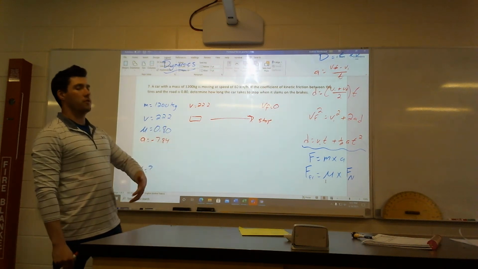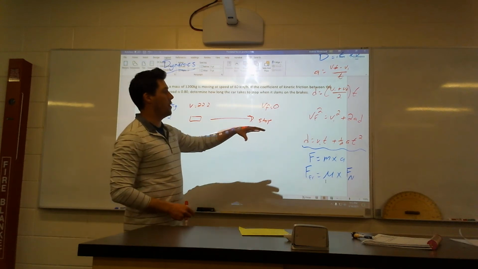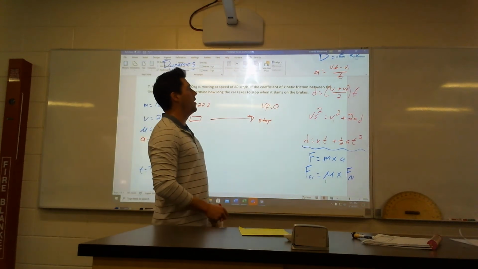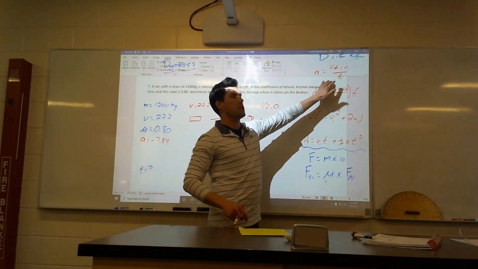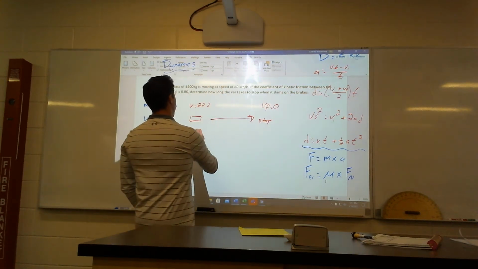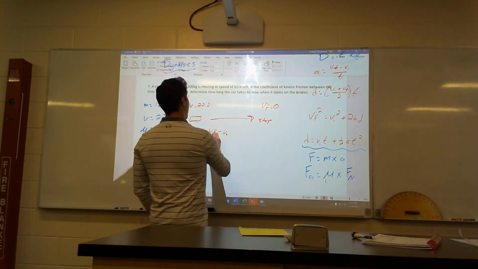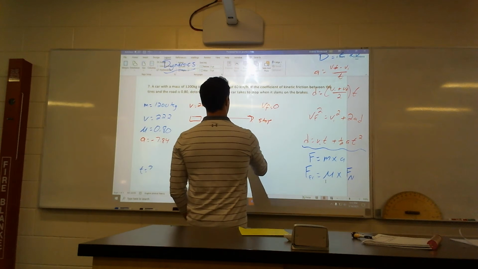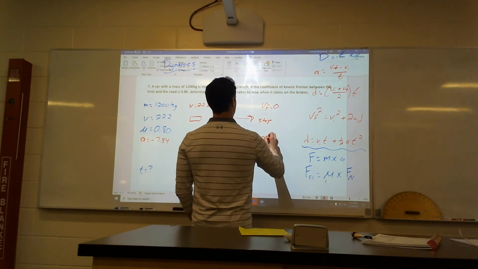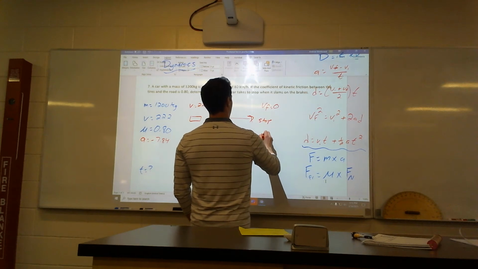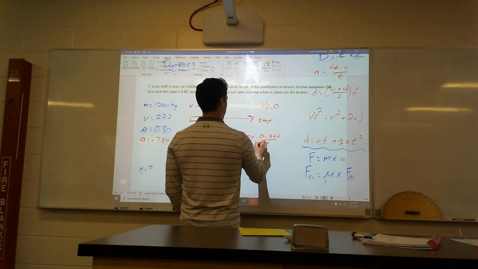And what are we looking for? We're looking for a time. How long does it take to stop? Okay, so if we look at my kinematics formulas now, we have a VI, we have a VF, we have an acceleration. We can figure out that time using our first formula. Acceleration equals VF minus VI over T. So negative 7.84 equals 0 minus 22.2 over time.